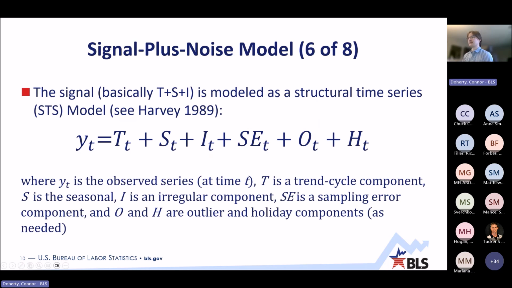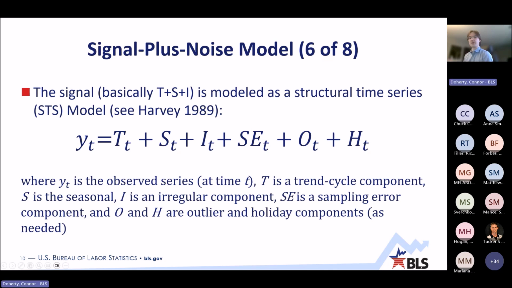So this is what our model ends up looking like. We break it down into these components, and this is in the form of a structural time series model. So going from left to right through all these terms, we've got T is the trend cycle component, S is the seasonal component, I is irregular, SE is sampling error, O is outlier, and H is the holiday component. These last two are included as needed, depending on the series and the time. And then these first three, T, S, and I, make up the signal. So this is the signal plus noise model.